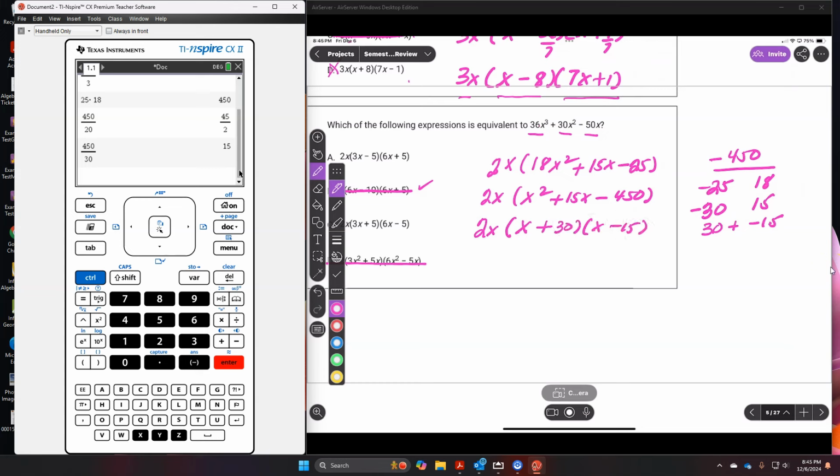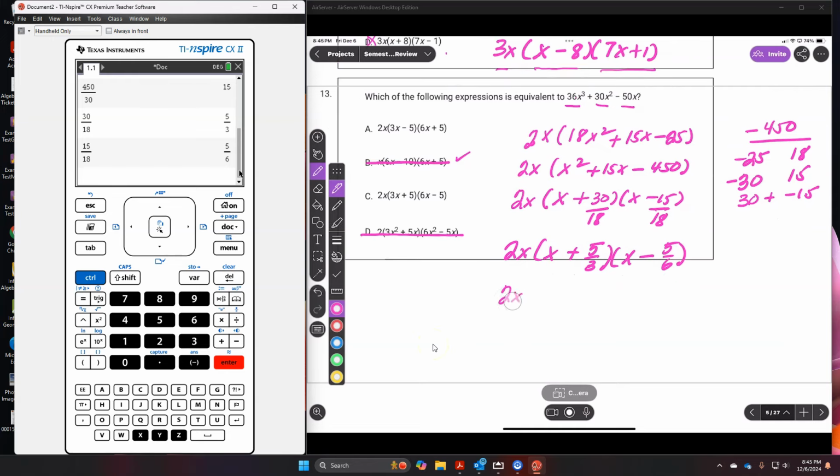Remember, we took out the 18, so we have to divide by 18. Okay, you're going to have to simplify, and if you want to use your calculator, you can. 30 divided by 18 is 5 over 3. So you have 2x parentheses x plus 5 over 3, x minus, you have 15 divided by 18, so you have 5 over 6. So the factors are 2x times 3x plus 5, 6x minus 5. So your answer is C.